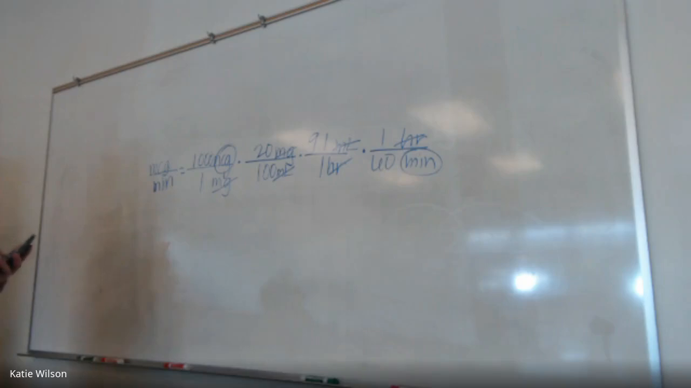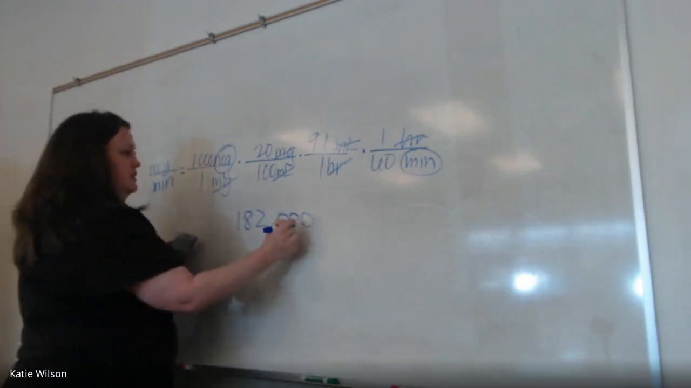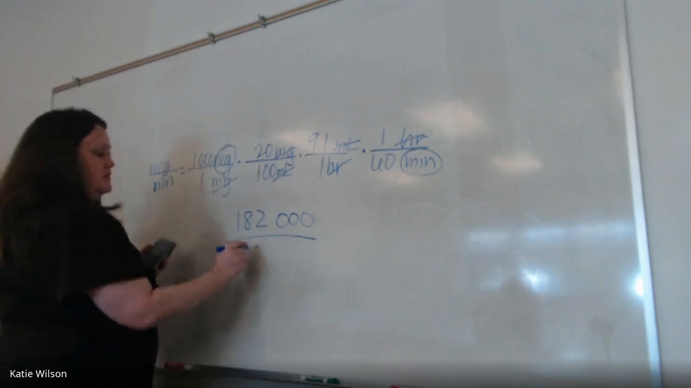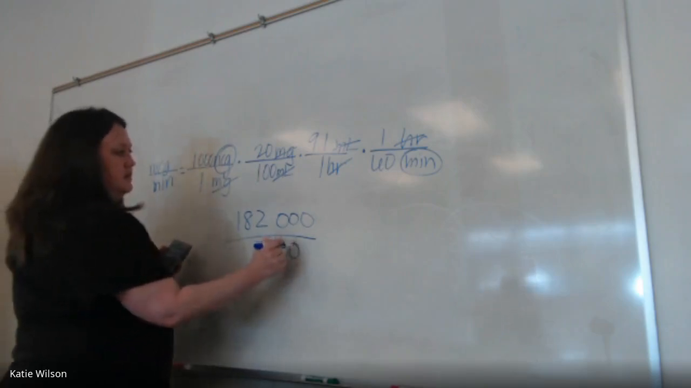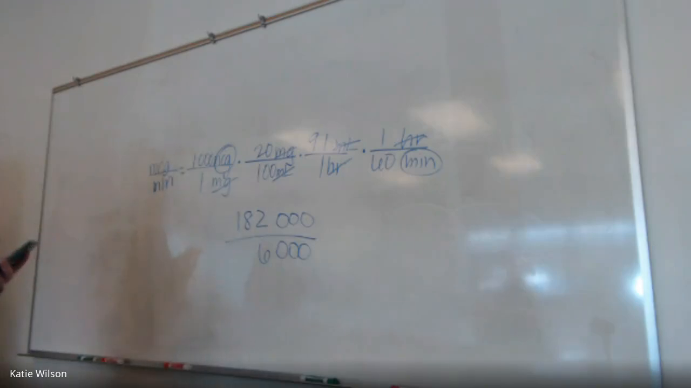1,000 times 20 times 9.1 is 182,000 over 6,000. Right. 30.3 repeating.